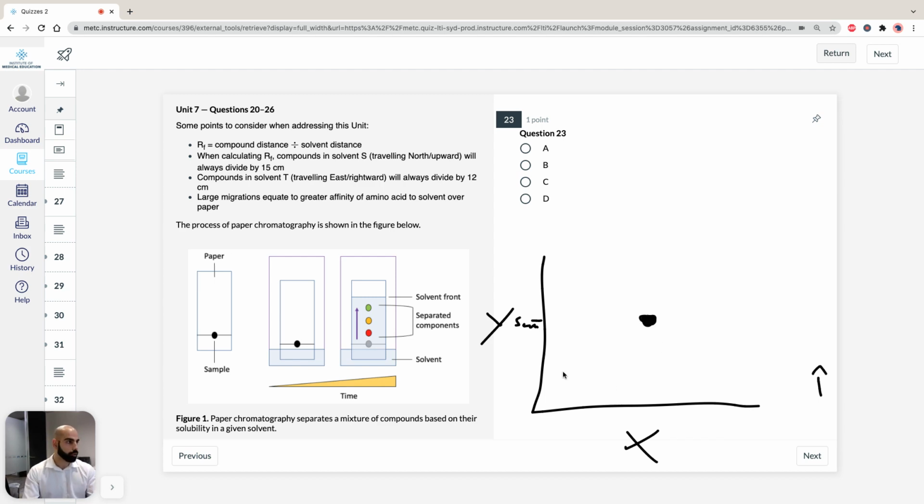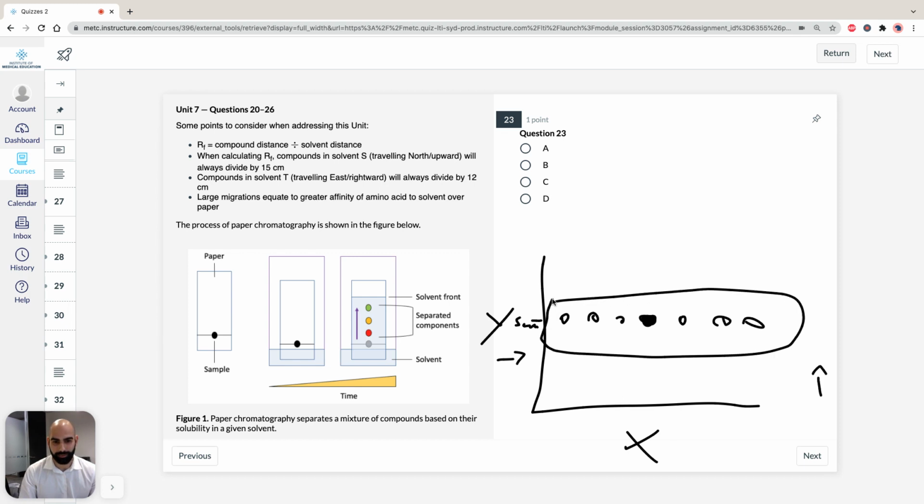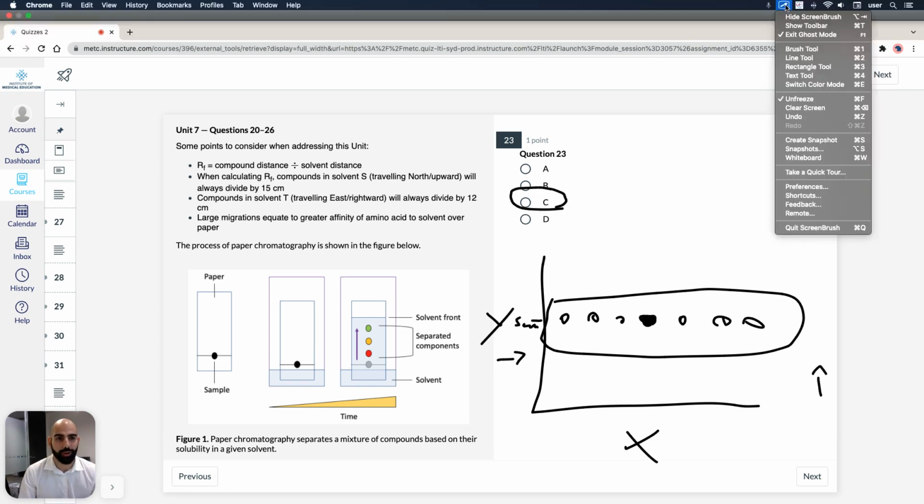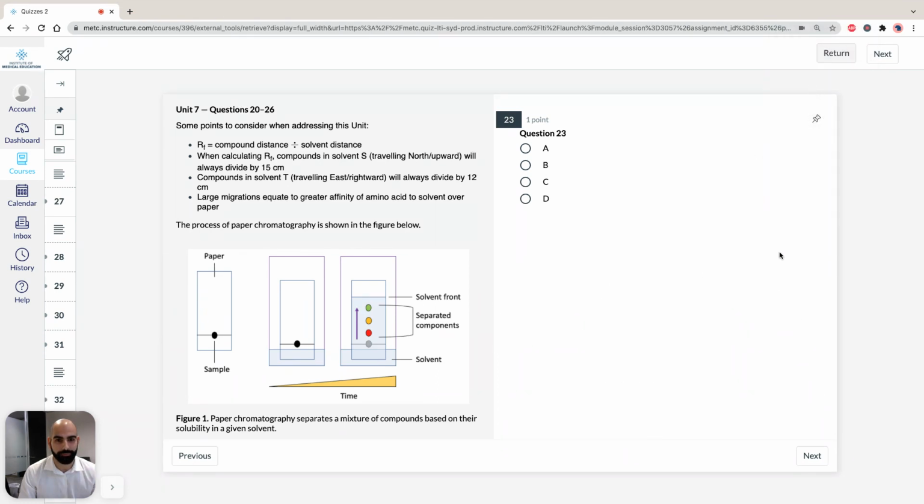Now, it's telling us that they have to have a different RF value for solvent Y, which means that if we tilt our head, remember, it's going this way, they have to have different values for solvent Y. And you can see straight away that it's going to look something like this. So your answer has to be D. So 23 is going to be D. Now, we move on to question 24.